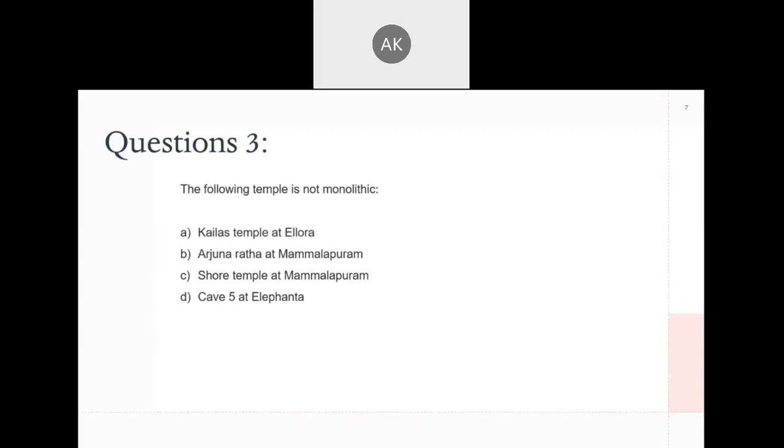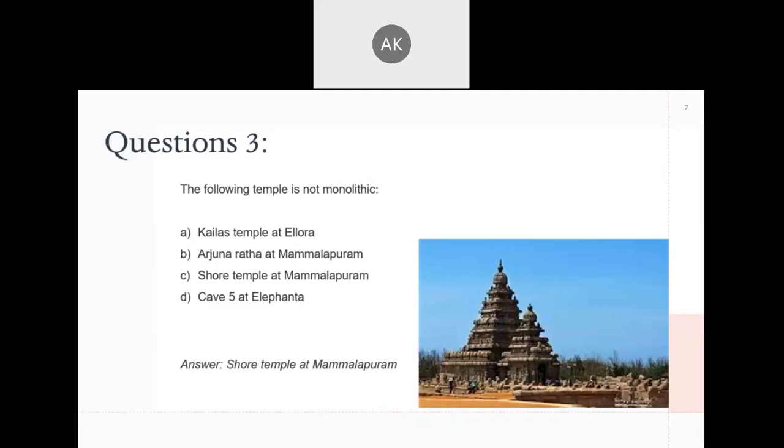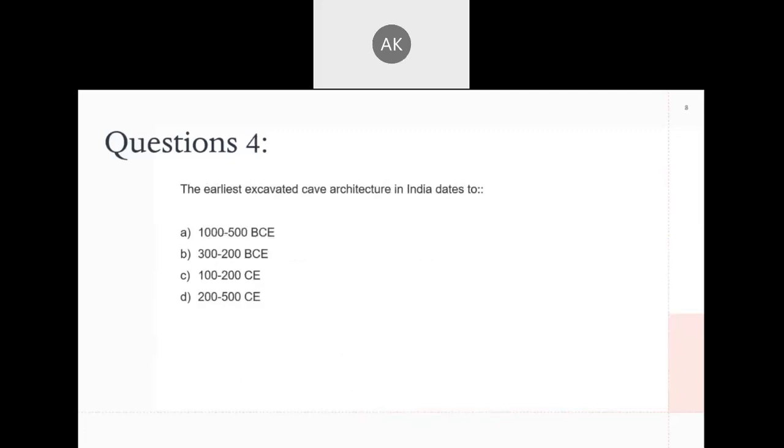Actually, Kailash temple at Ellora is monolithic. It is cut out from a single rock or hill. And again, the Arjuna Rath at Mamallapuram, and cave number 5 at Elephanta, we can see the monolithic structures. So the answer is Shore temple at Mamallapuram. Yeah, so this is built by assembling pieces of rocks, meaning cut pieces from the stones.